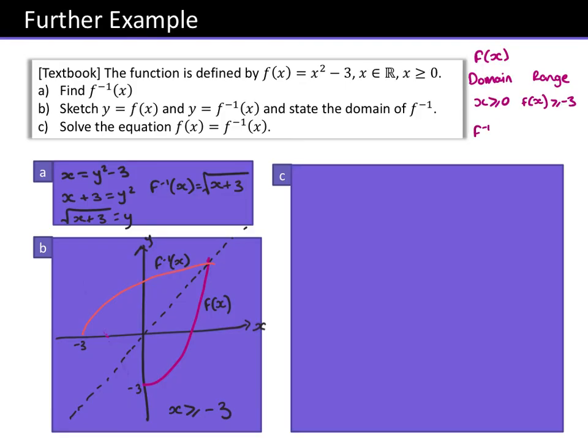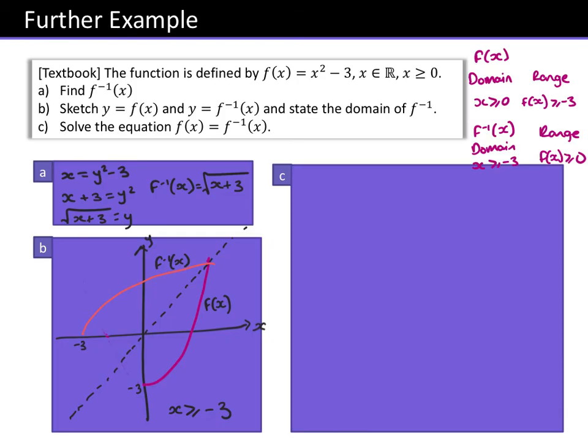My inverse, my domain and range, whatever the answer is, it's the opposite. So my domain is x is greater than or equal to minus 3, and my range is that f of x is greater than or equal to 0. Can you see how it was greater than or equal to minus 3 is now switched here? And then 0 is now switched with here. This is what I mean by it's the opposite, because we're reflecting in the line y equals x.